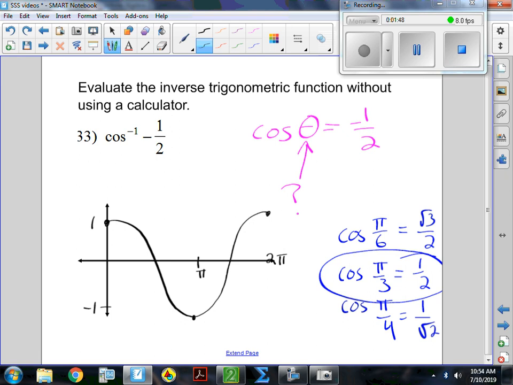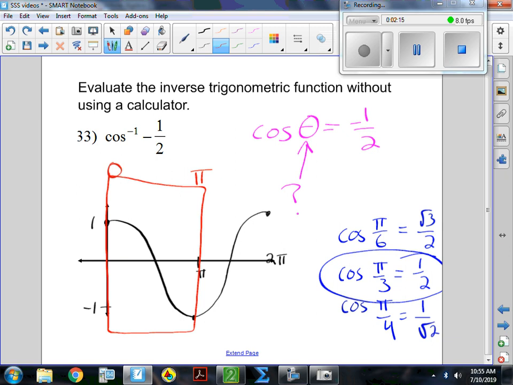So when we talk about inverses, again, we want to restrict that. So if we're going to restrict the domain, we want to make sure we cover the entire range. We're going to go from 0 over to pi, because that covers the entire range. So the inverse curve is going to have a range from 0 to pi. The original cosine function has a domain restriction from 0 to pi.